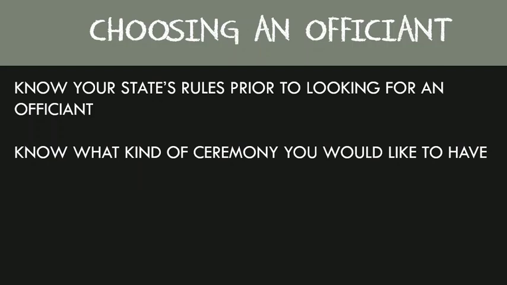You'll also want to know what kind of ceremony you'd like to have. You should know before beginning your search for an officiant the kind of ceremony you'd like. It's very important to communicate with your fiancé and be clear about the type of ceremony you are both looking to have performed. Some couples choose a modern ceremony over a traditional one, while others choose to have a religious ceremony versus a secular one.